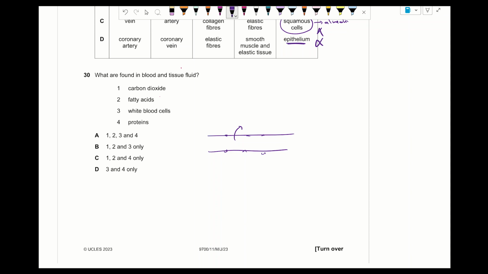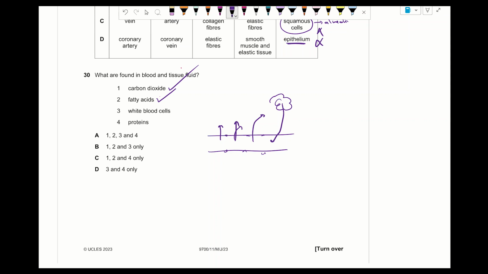So, we have carbon dioxide. Yes, since tissue fluid leaks out to provide the cells with the nutrients and the oxygen they need, there are waste products from these cells, such as carbon dioxide. These waste products also dissolve in the tissue fluid to be transported back into the blood, so this is correct. 2. Fatty acids. This is also correct because fatty acids are part of the nutrients needed for cells to survive. Therefore, it does leak out in the tissue fluid and is found in both the blood and tissue fluid.